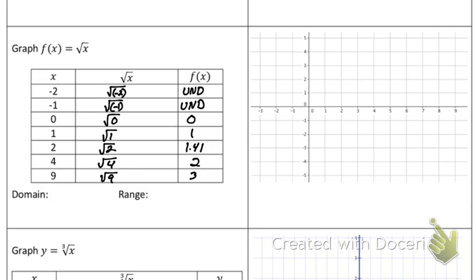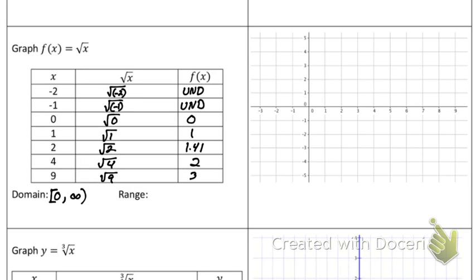The smallest number that's going to work is 0. 0 works. I can plug in 0. I can plug in 1. Can I plug in 0.5? Can you take the square root of 0.5? Yeah. You can take square root of any positive number and 0. So that means our domain just can't be negatives. So that means my domain is 0 to infinity. 0 is the smallest number I can plug in, since I can't plug in any negatives.